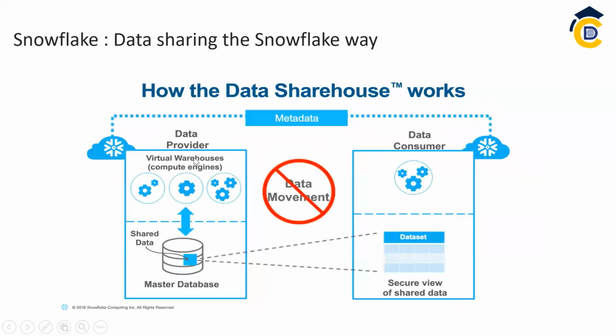So if you see here, there is a data provider, and here is how data sharing works. This is basically the Snowflake way. Okay, data sharing the Snowflake way. So imagine this is the data provider, and this is the data consumer. You have a database here, in Snowflake, and you want to share a certain amount of data, not all, exposing some data set from here to the consumer.